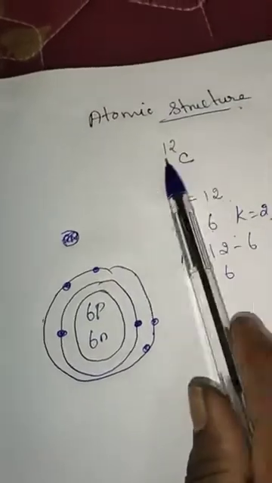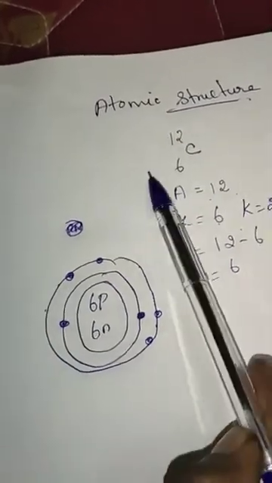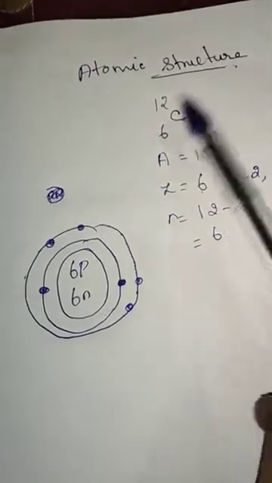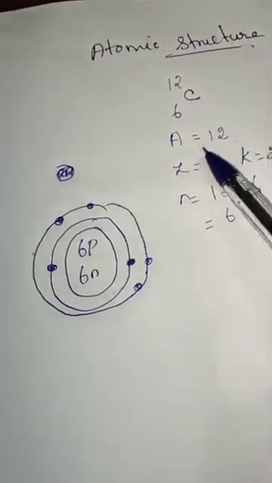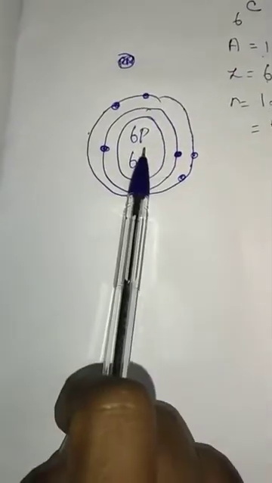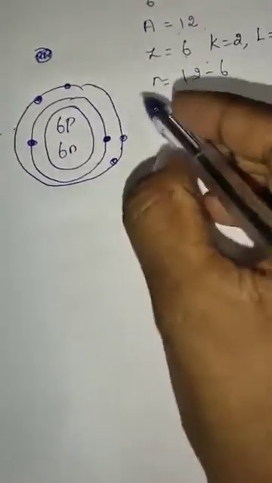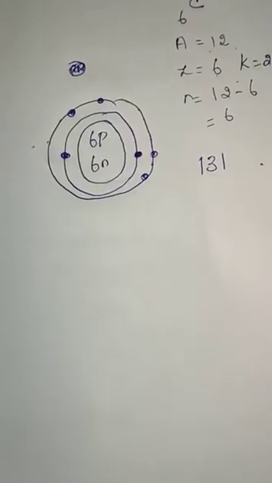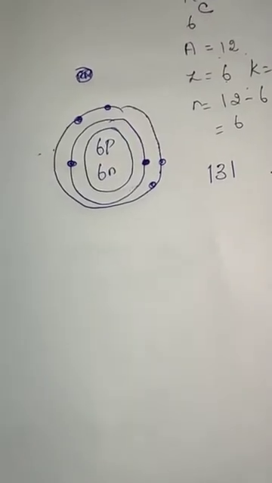This is also a very important question: draw the atomic structure for carbon, draw the atomic structure for oxygen. If they give the mass number and atomic number, you should find the remaining particles, write the electronic configuration, then draw the atomic structure. In the book, page number 131, many examples are given. You have to draw and learn them.